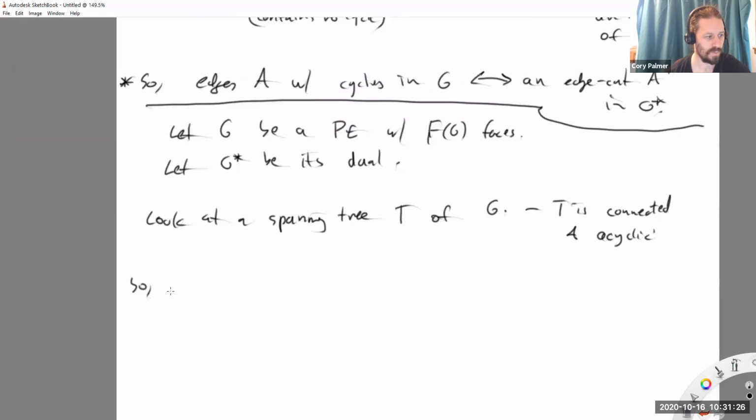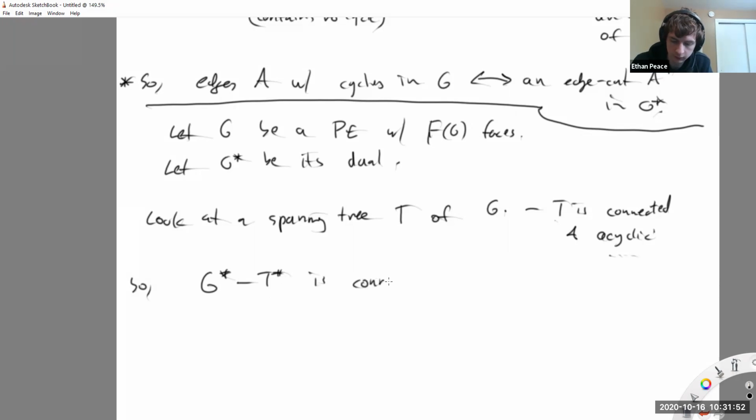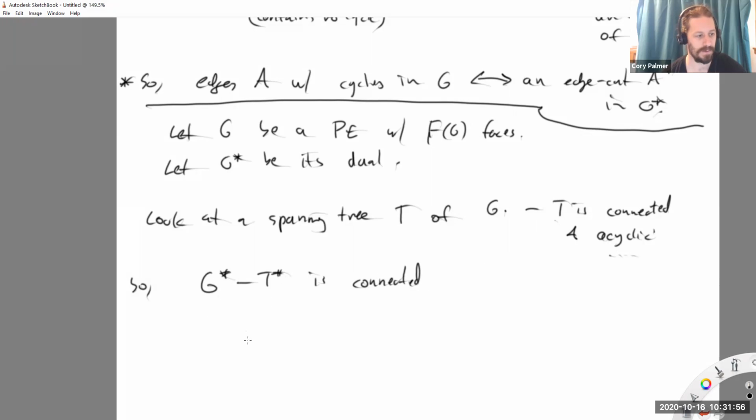So what does that tell you if I remove the dual of T from the dual of G? I take G star and remove from it the dual of T. What information do you know about this graph? Because T is acyclic, it forms an... Connected. Yes, exactly. So this graph is connected. It's still connected.